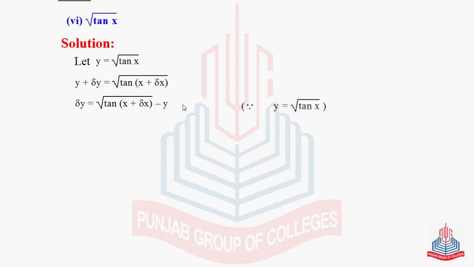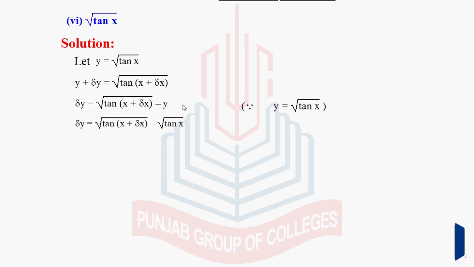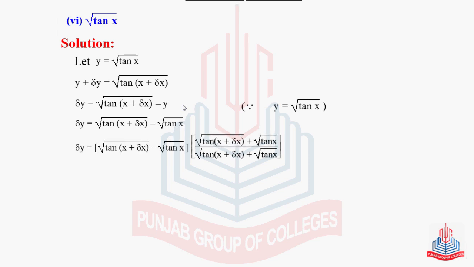And as y is equal to square root tangent x, by putting the value here, that will become square root tangent x plus delta x minus square root tangent x. So next we will move towards the simplification step. That can be simplified by rationalizing this square root tangent x plus delta x minus square root tangent x. So multiplying and dividing by square root tangent x plus delta x plus square root tangent x.